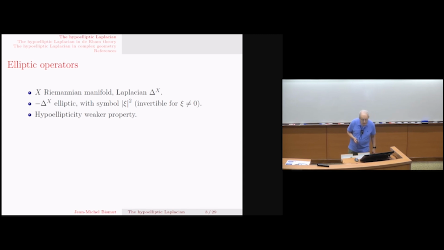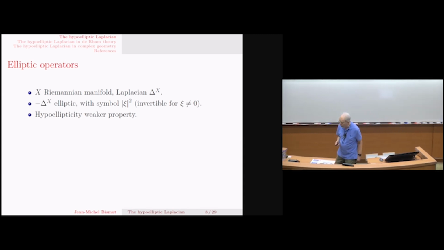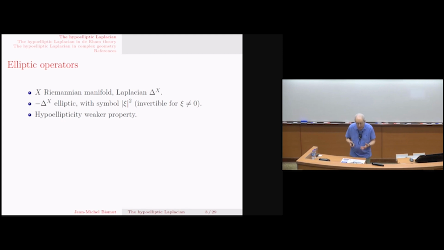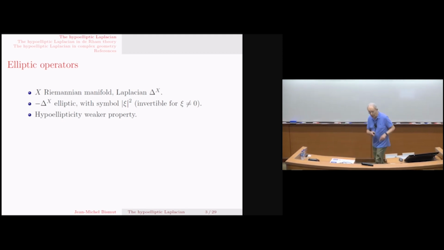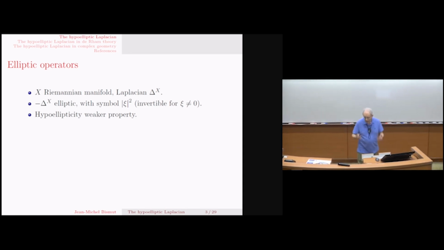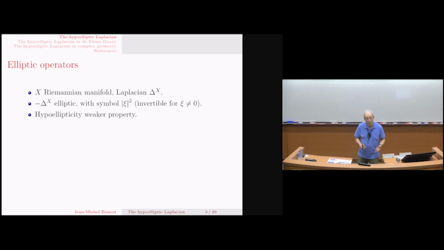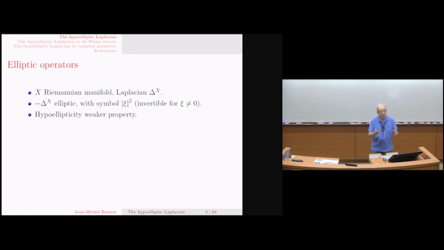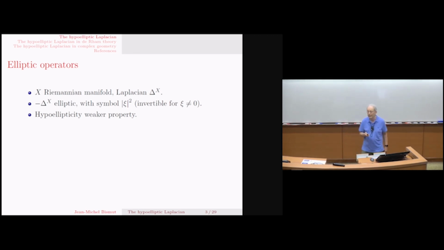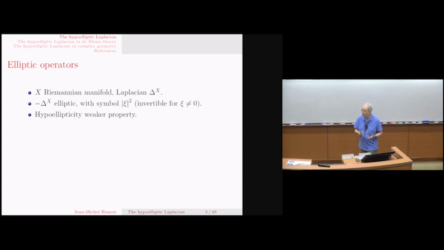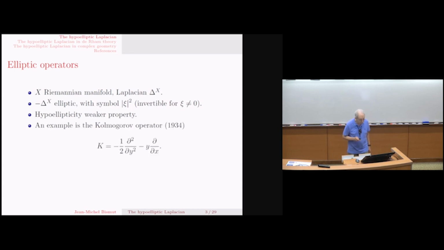So hypoellipticity is a weaker property. These hypoelliptic operators in general are not elliptic. Hypoellipticity means, for all practical purposes, that in spite of the fact that they are non-elliptic, they do share some of the properties of elliptic regularity. I will not say much about what hypoellipticity is, but from the analytic point of view, they are almost as good.